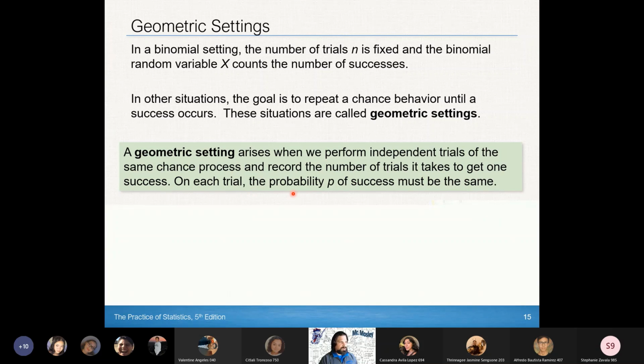On each trial, the probability P of success must be the same. So a lot of the things from binomials still need to be there, right? It needs to be independent, the probability of success needs to be the same, and we're still thinking about success. However, we're changing it: I don't know how many trials it's going to be, but I will stop when I get one success, and that'll be the count.